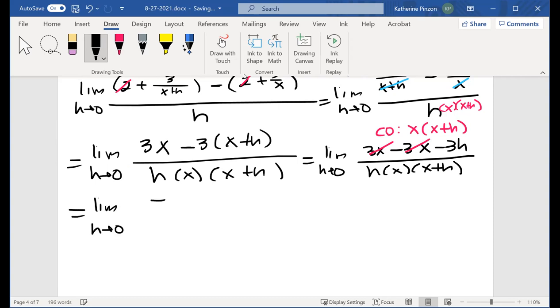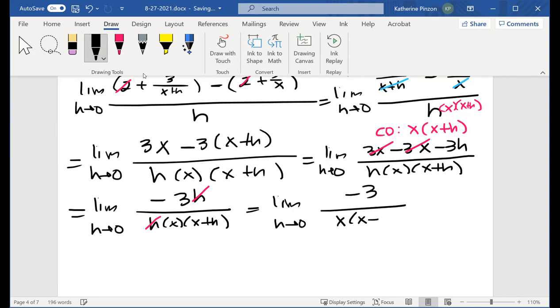Limit as h goes to 0, negative 3h over h times x plus h. Cancel the h's. Good idea. I like that plan. Limit as h goes to 0. I have negative 3 on the top, and I have x and x plus h on the bottom.